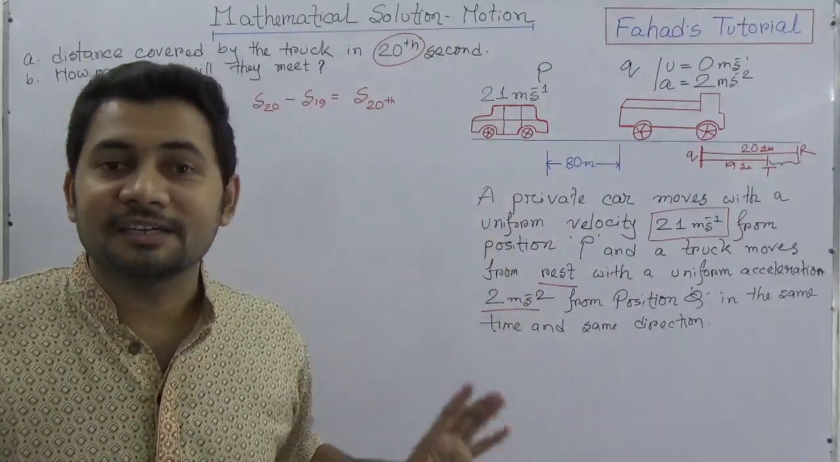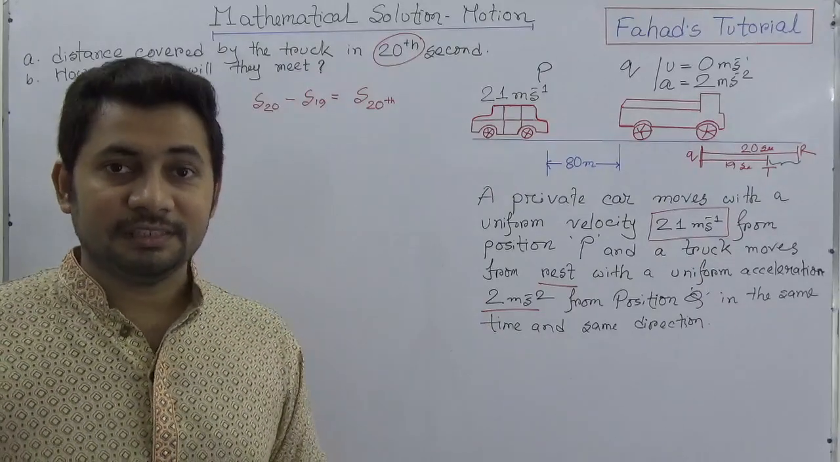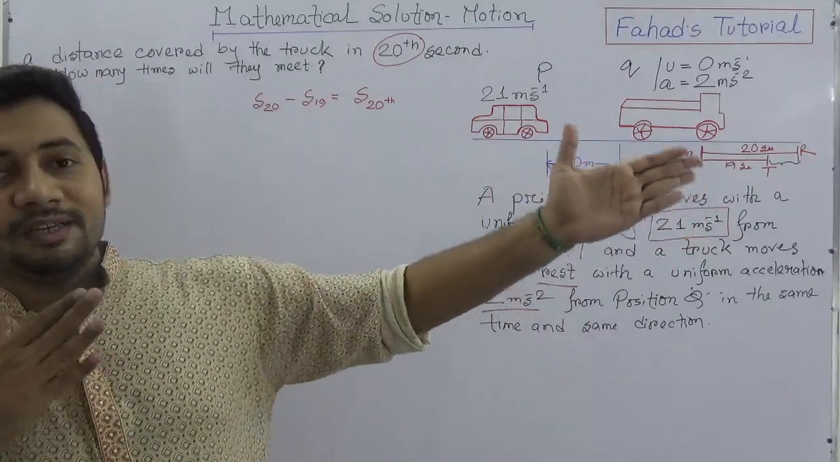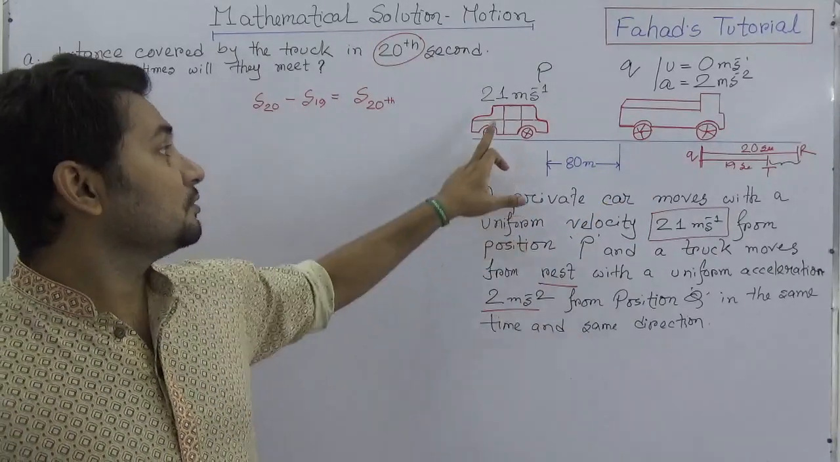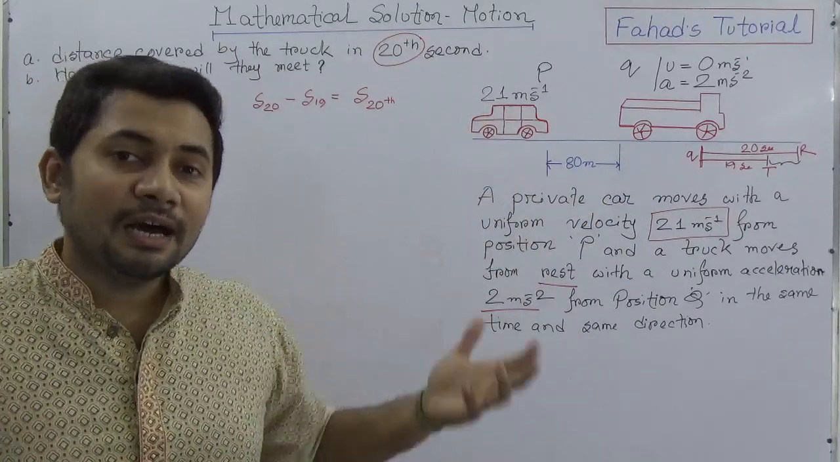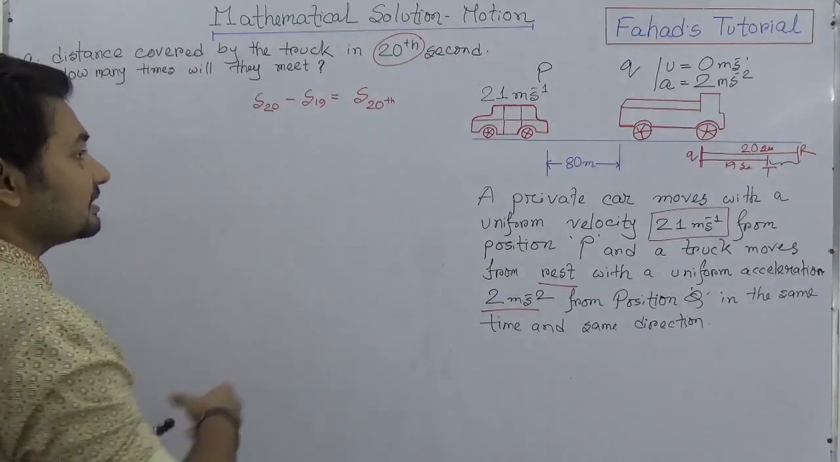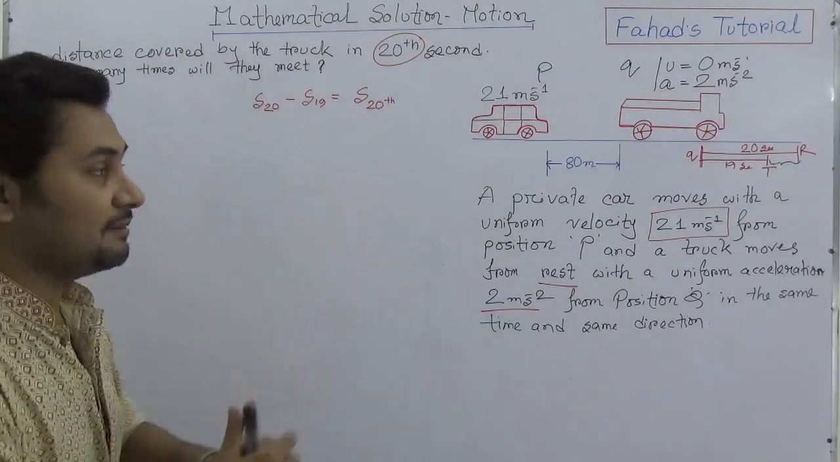But the private car is moving with a uniform velocity, like a train. So it keeps moving with the same velocity, and the velocity of the car does not increase. So how can we solve this type of question if the meeting time is asked?